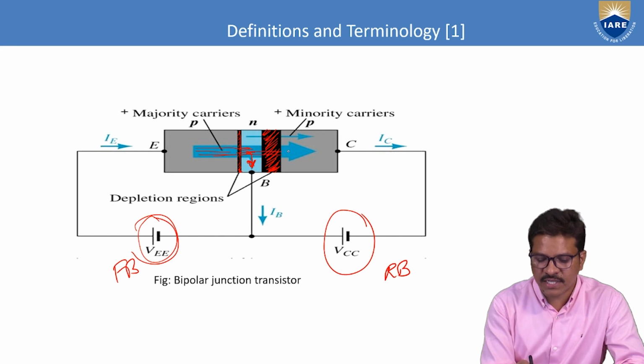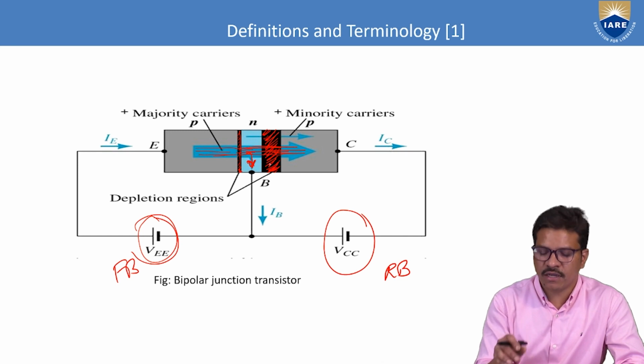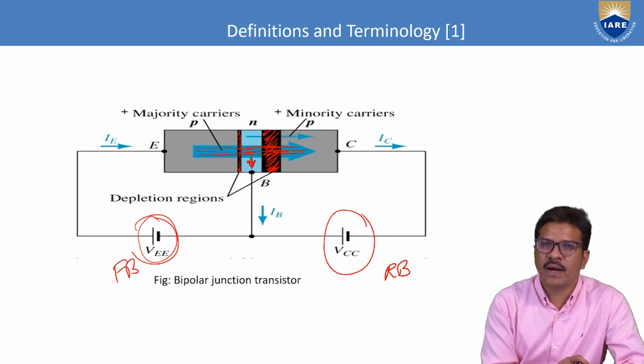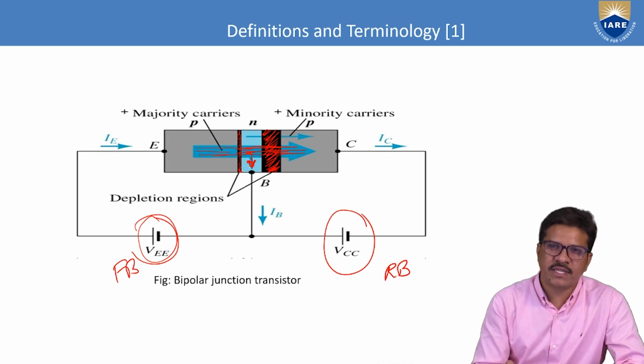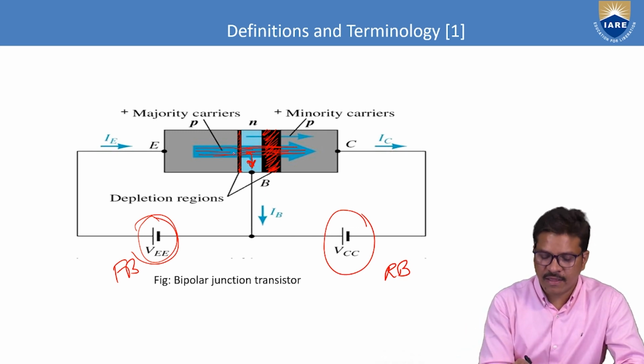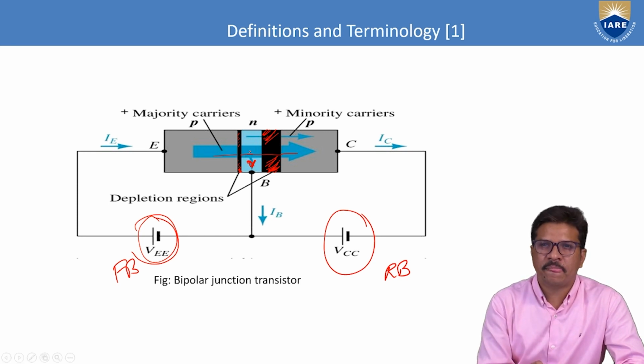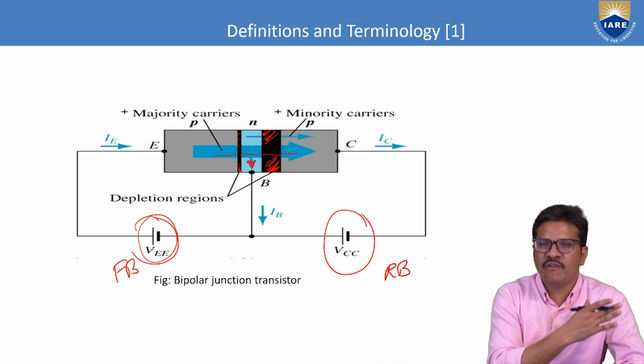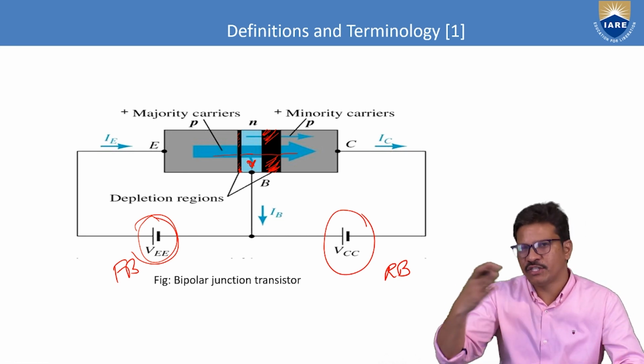The remaining 90% of current reaches the collector. Of course, there is a reverse bias junction, and reverse biasing is applied, but the current overcomes that reverse bias junction and reaches the collector. That's why I'm representing this with a big arrow, to show the majority current due to forward bias reaching the collector. That big arrow indicates that it will overcome the reverse bias junction and reach the collector.